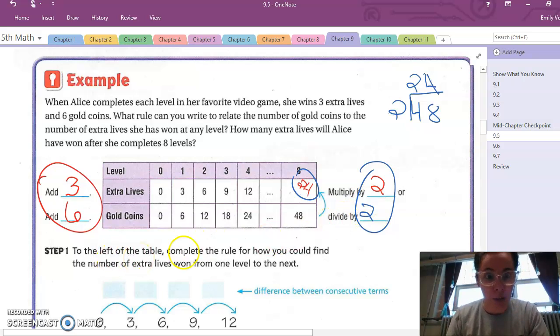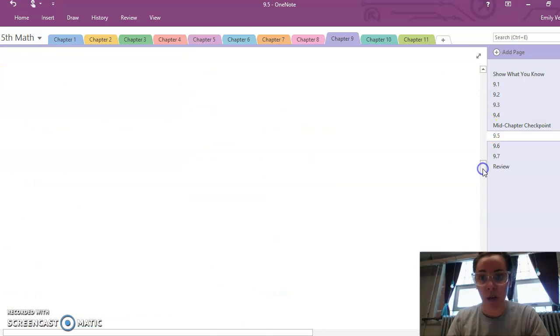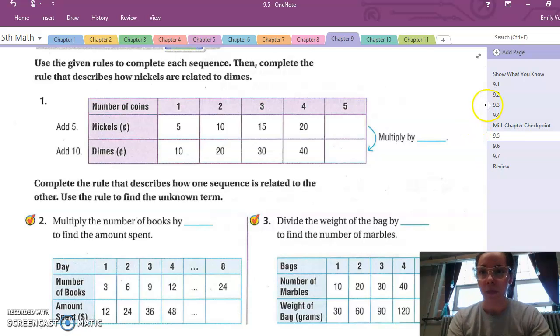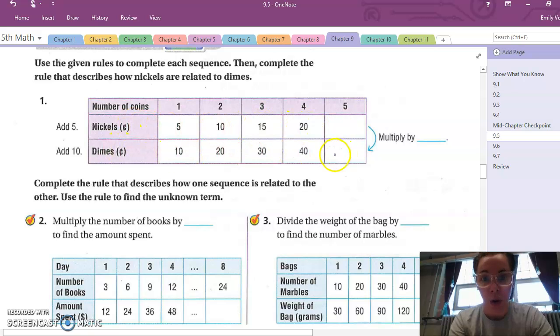Let me scroll down a little bit here. We're going to look at number 1 together. Okay, looking at number 1, use the given rules to complete each sequence, which they've started the sequence for us here. Then complete the rule that describes how nickels are related to dimes, so how the top row is related to the bottom row. How do they go together?